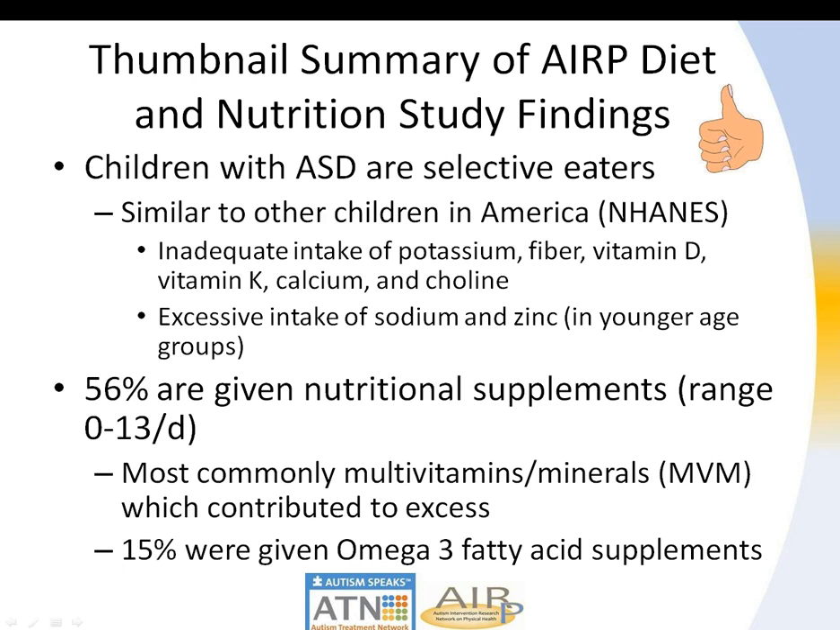So, a thumbnail of what we have identified and reported on already from this population: number one, you all know, because you're autism experts, that children with autism are selective eaters. What we also found is that, while being selective eaters, they have the same dietary insufficiencies as other children in America who don't have autism, with decreased intake of potassium, fiber, vitamin D, vitamin K, calcium, and choline.